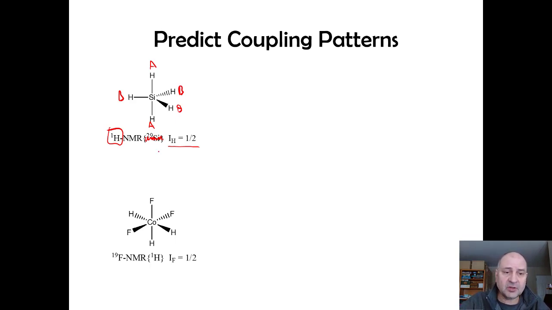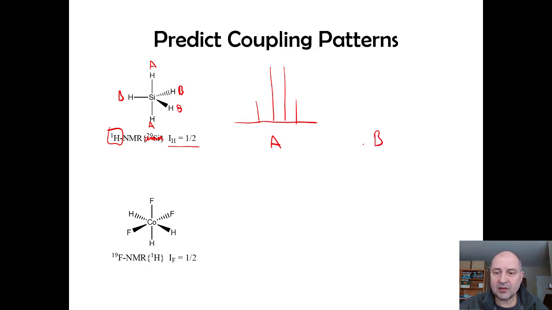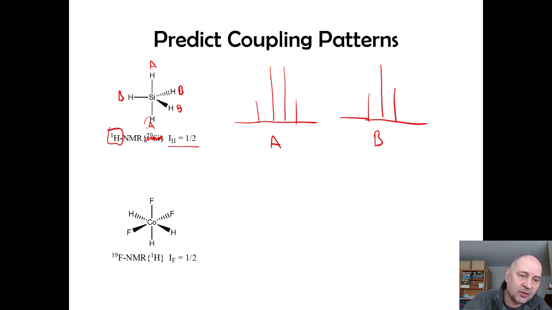So all we have is 2 signals. Let's start with A. A is going to be split by 3 other hydrogens. So that's going to be a quartet. That would be A. And then B is going to be a triplet because it's coupled to the other 2 nuclei here, right? It's the N+1 rule, and so that's all it is.